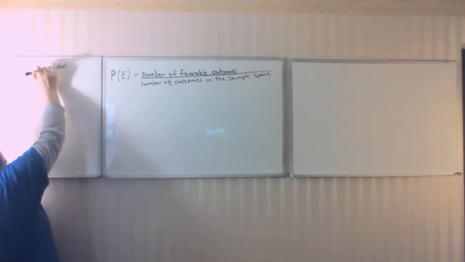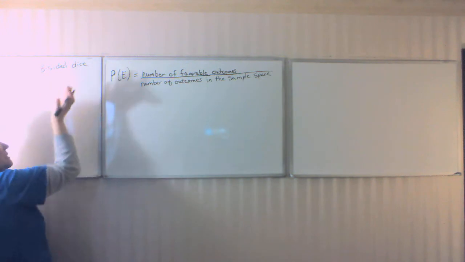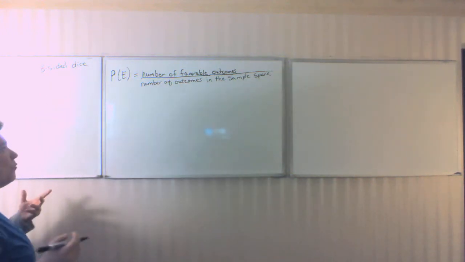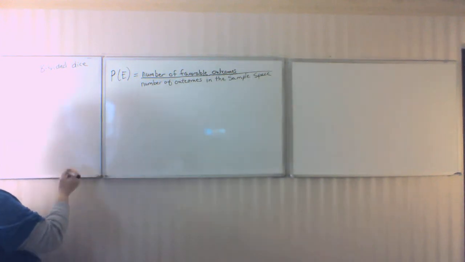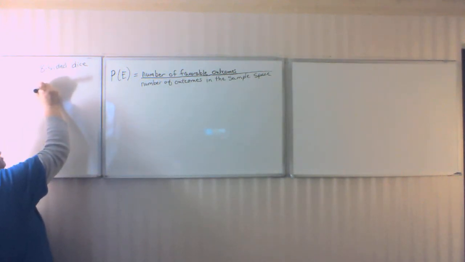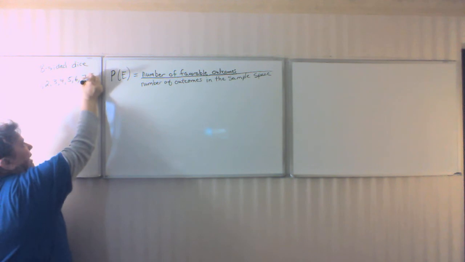Let's do something different. Let's make it an 8-sided dice. What's my probability of rolling a 1? That's my event. We're going to roll a 1. Okay, so first of all, what's my sample set? 1, 2, 3, 4, 5, 6, 7, 8.